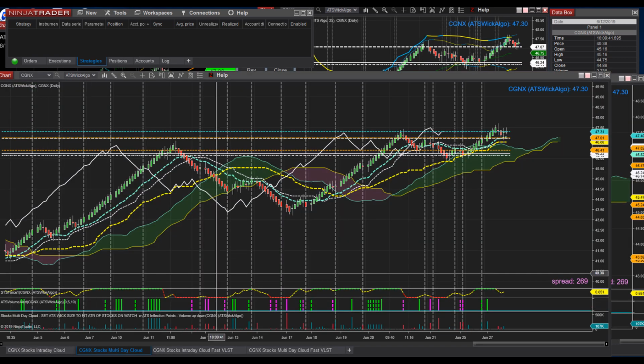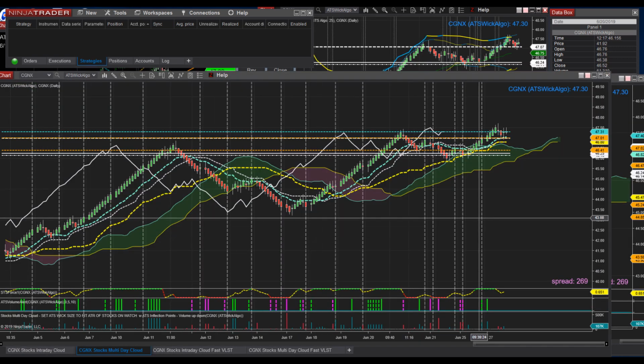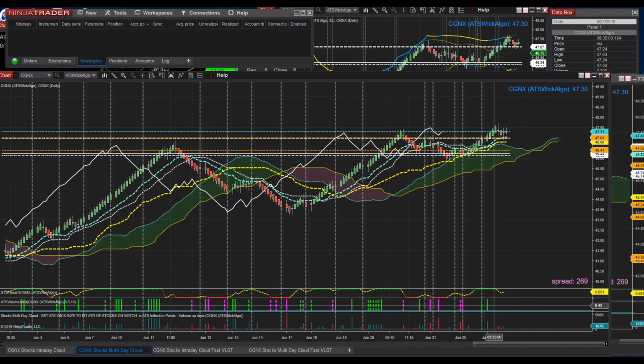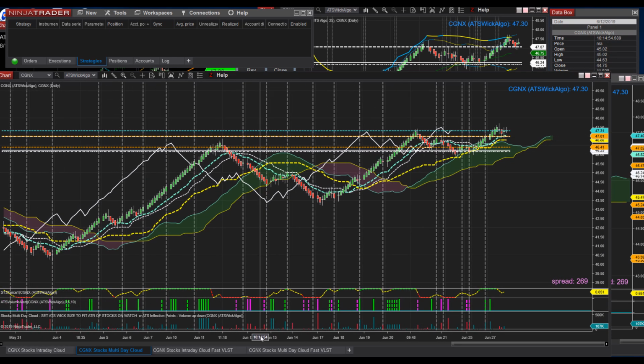Take a quick glance at CGNX. Was in play today. The last couple of days. You can see back in the early part of June, it broke through a cloud, and here's a blue dotted line crossing.